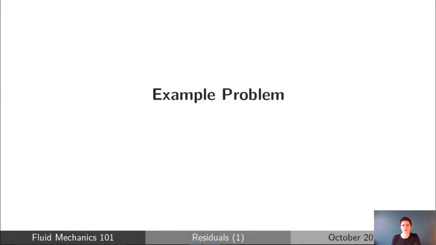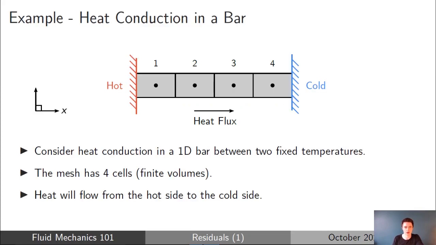Now, rather than diving straight into the mathematics behind residuals, what I'm going to be doing is going through an example problem so that we can help develop some understanding of what residuals physically mean first, and then we can go back and look at the mathematics later. The example problem I'm going to be using is simple, straightforward 1D heat conduction in a bar between 2 fixed temperatures on either side. And you can see this in the diagram on the slide.